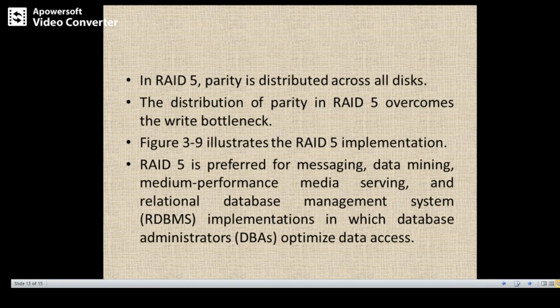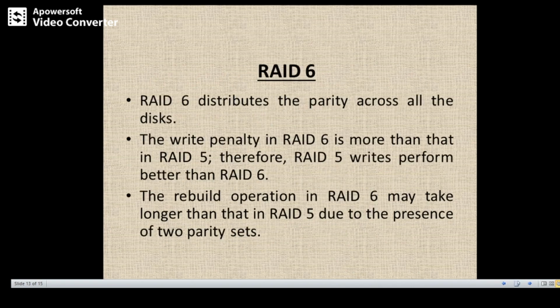In RAID 5, parity is distributed across all disks. The distribution of parity in RAID 5 overcomes the write bottleneck. RAID 5 is preferred for data mining, medium performance media serving, and relational database management system implementations in which database administrators optimize data access. Next is RAID 6.